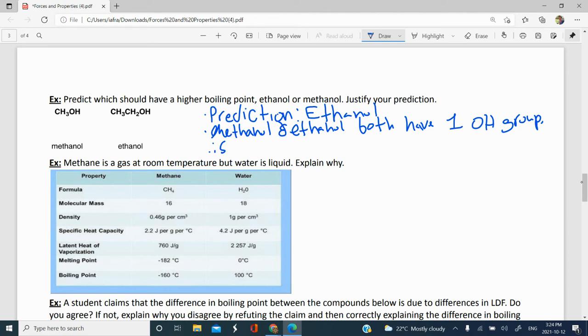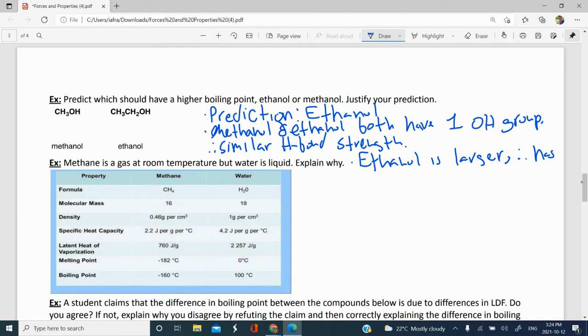Therefore, similar hydrogen bonding strength. But we know that ethanol is larger, therefore has more LDF than methanol.